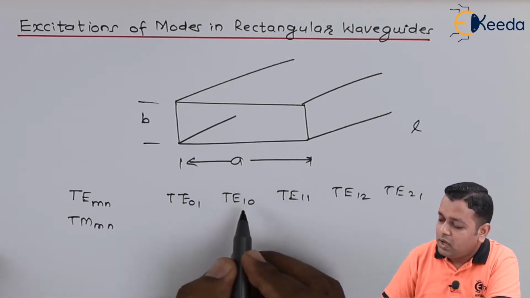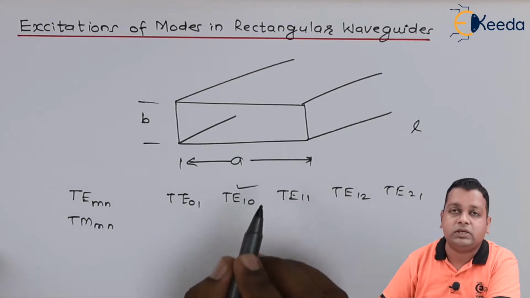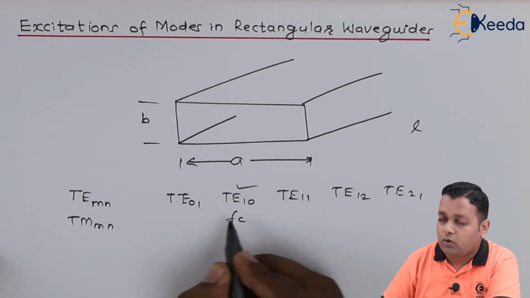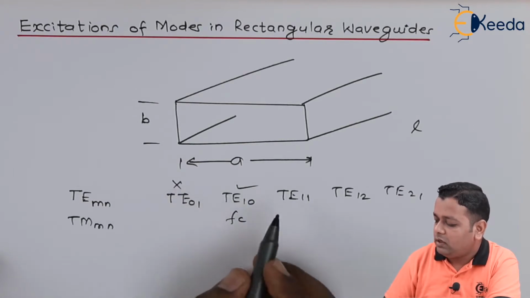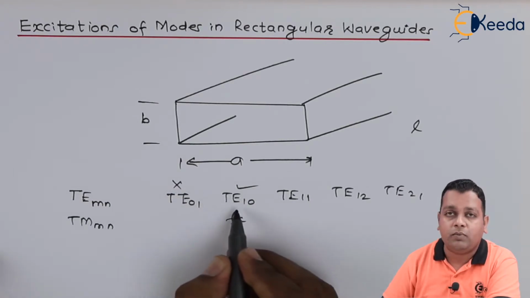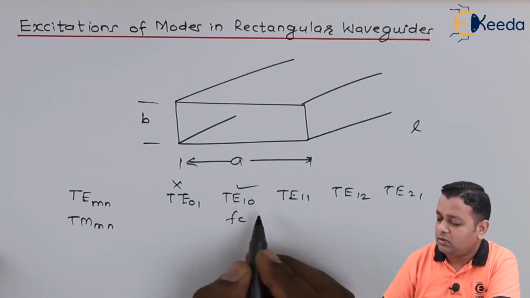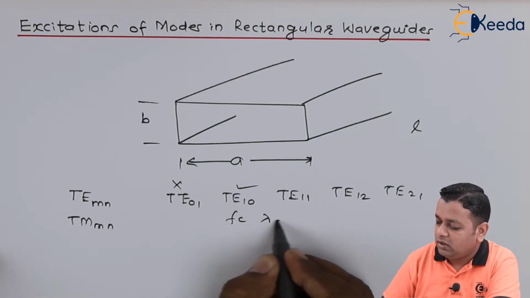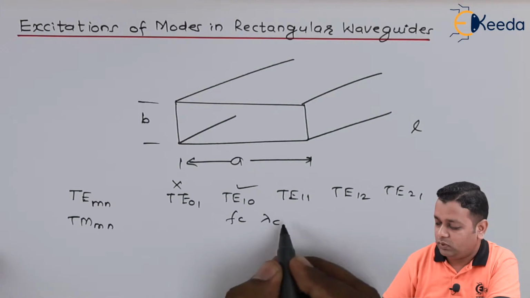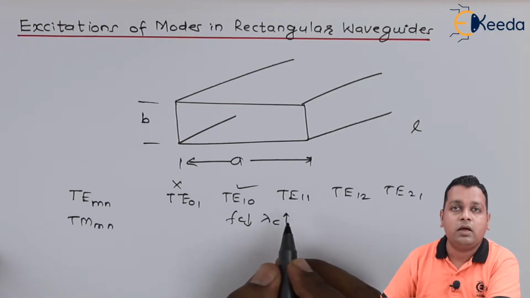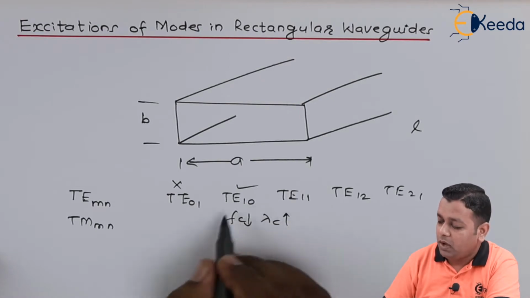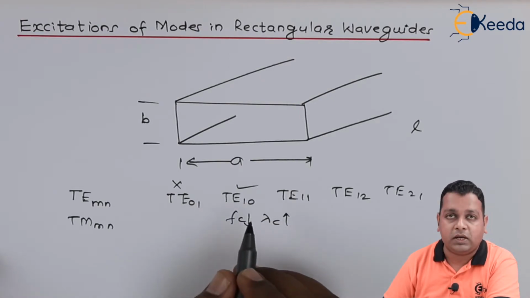Now we come to know that TE10 is giving us the least cutoff frequency, below which it is not propagated, we have validated. So this is called as the dominant mode of propagation, or in another case we can say lambda c is the maximum here. So the least cutoff frequency or the highest cutoff wavelength is defining the dominant mode of propagation.